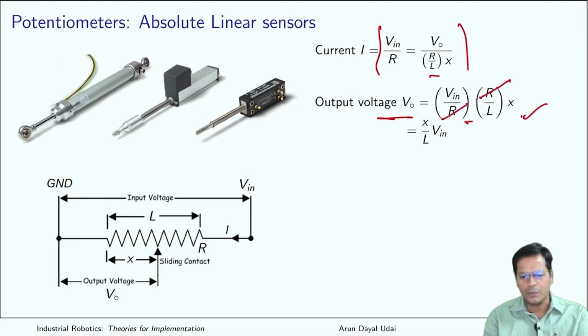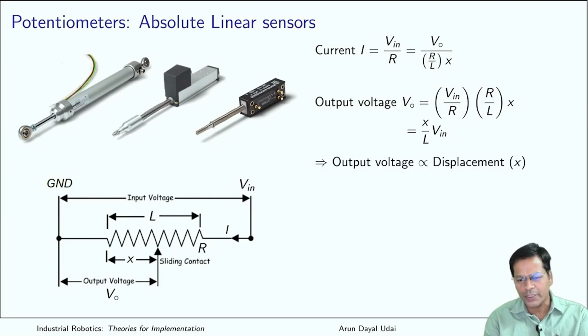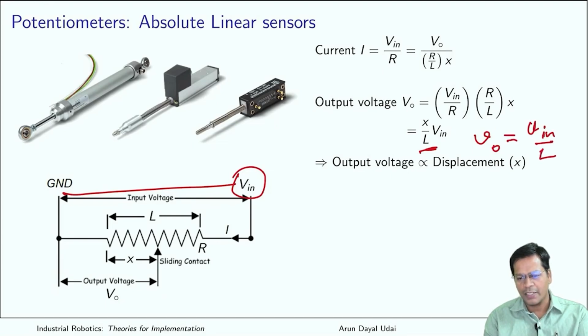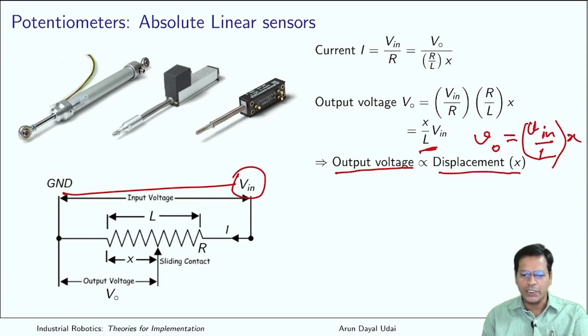So if you strike off these two, you are remaining with voltage output equal to X by L times the voltage input. So this is the voltage input. What do you see? Voltage input is constant, total length of this strip is constant. So voltage output is equal to Vin by L, that is a constant, times X. So the output voltage is proportional to displacement.